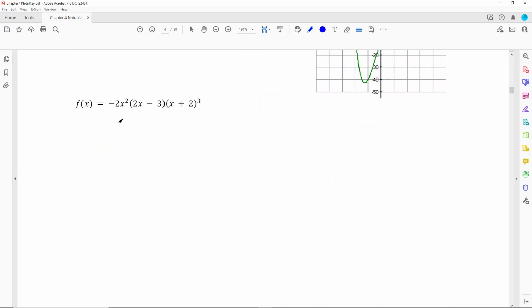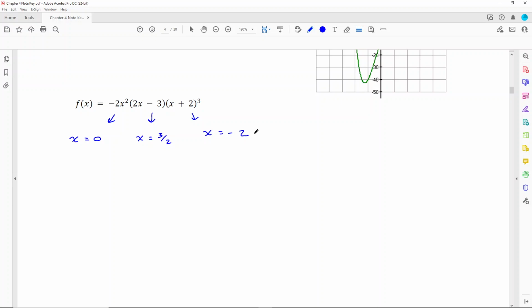So the first thing we're going to do is pull off our x-intercepts. This is an x-intercept of 0. This is an x-intercept at 3 halves, right? 2x minus 3 equals 0 when 2x equals 3, when x equals 3 halves. And this one is an x-intercept of -2. So that's already what we learned.